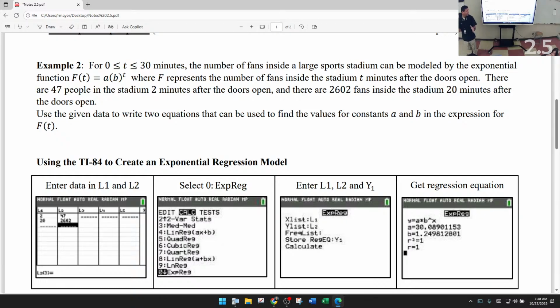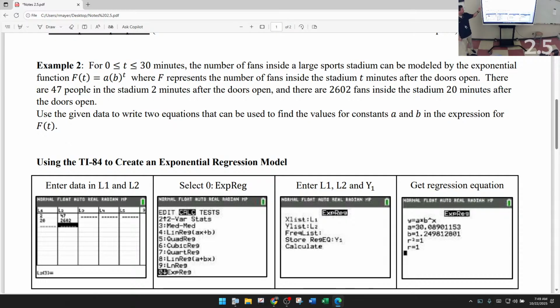The number of fans inside a large sports stadium can be modeled by an exponential function, f of t equals a b to the t. So we can see that it's very similar. The only difference is we don't have a k out there. We don't have that constant. Where f represents the number of fans inside the stadium t minutes after the doors open.